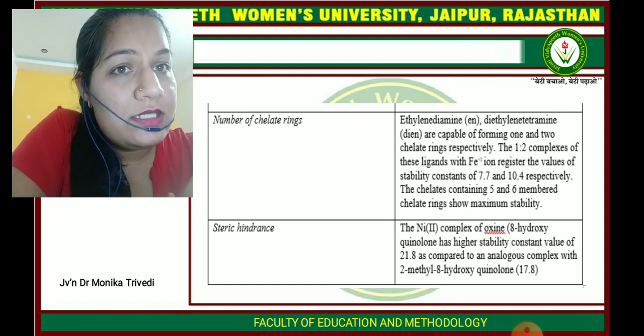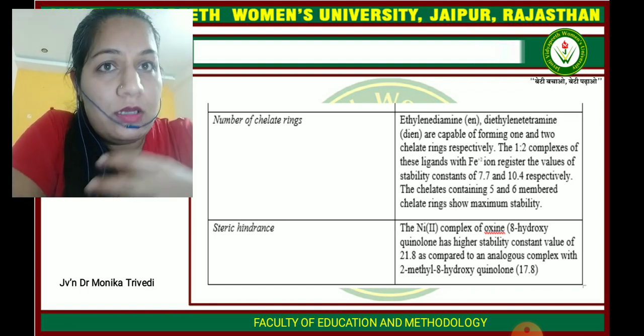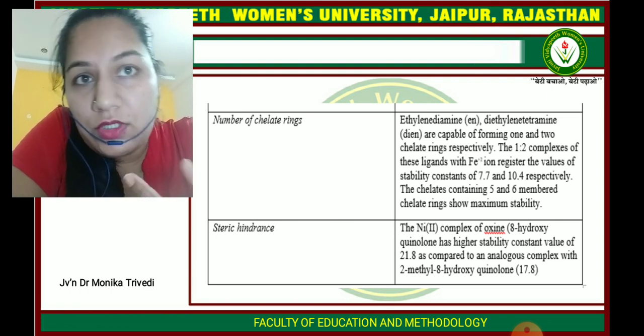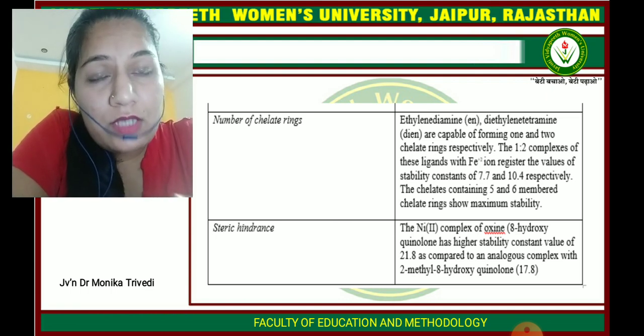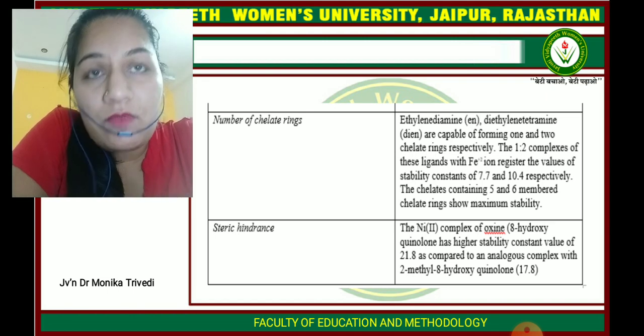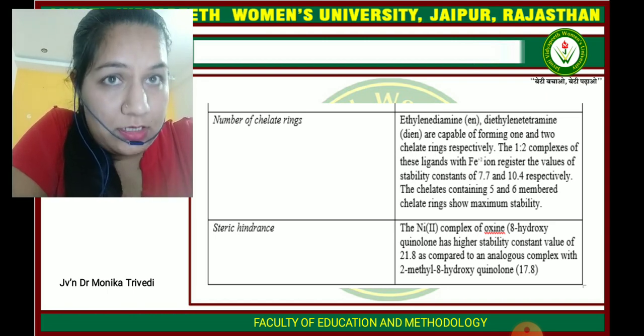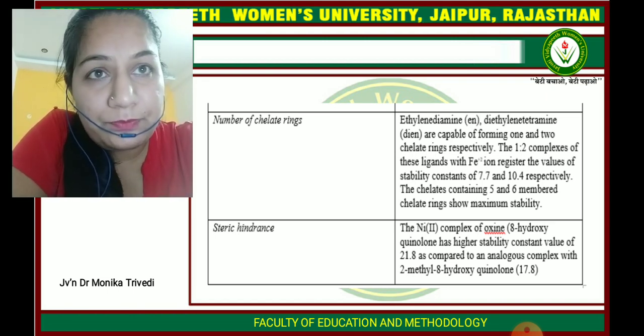So these are some factors which affect the stability of the complexes. Some factors relate to the central metal ion, and some factors relate to the ligands.